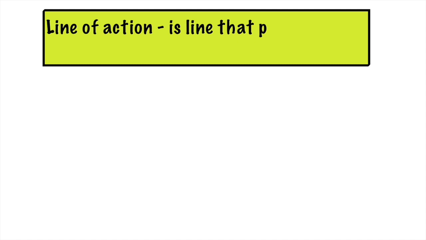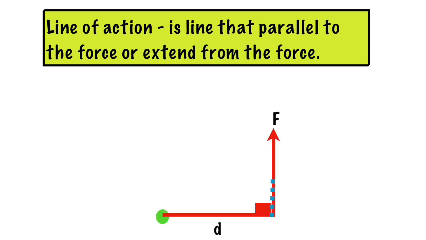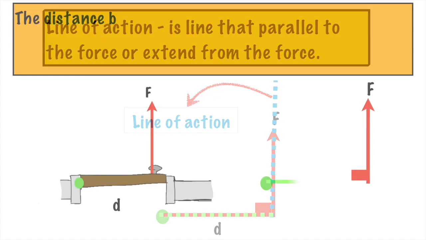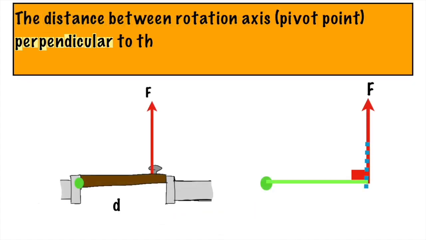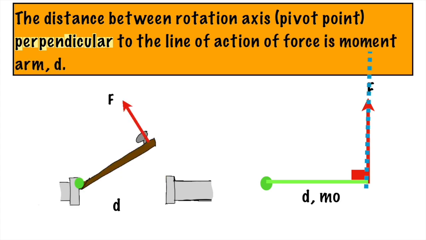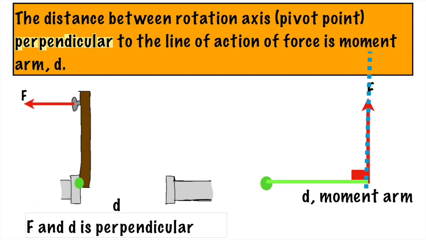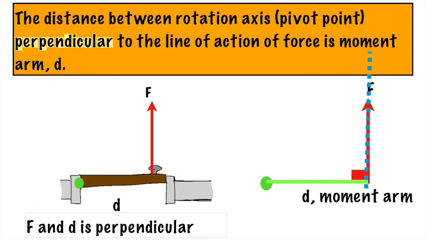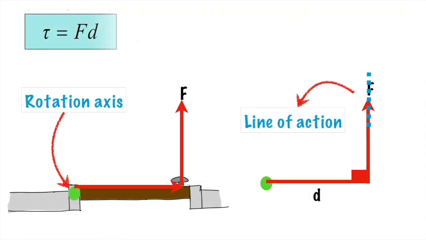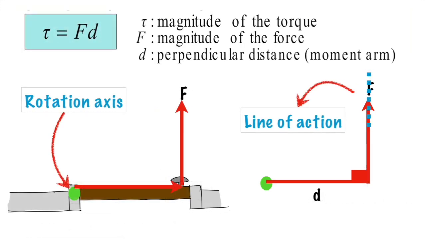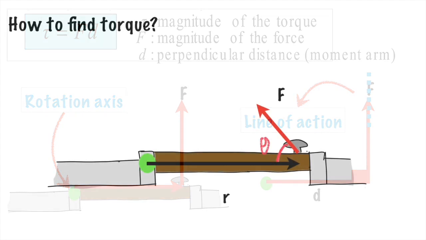Line of action is the line that is parallel to the force or extends from the force. The distance between the rotation axis or pivot point, perpendicular to the line of action of force, is moment arm D. F and D are perpendicular. Mathematically, tau is equal to Fd, where tau is the magnitude of the torque, F is the magnitude of the force, and D is the perpendicular distance or moment arm.